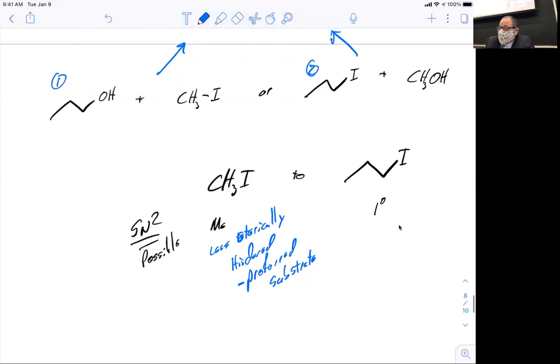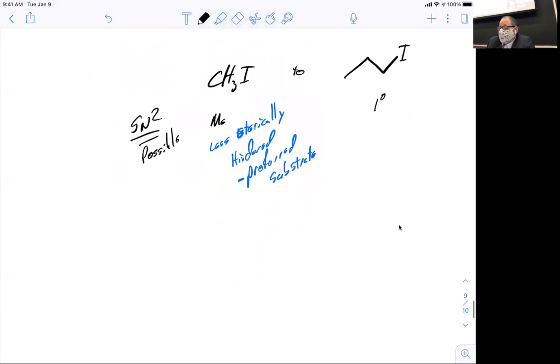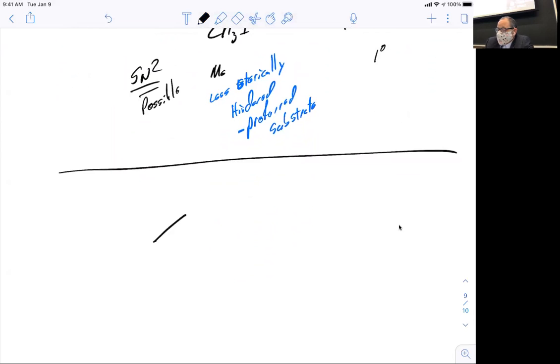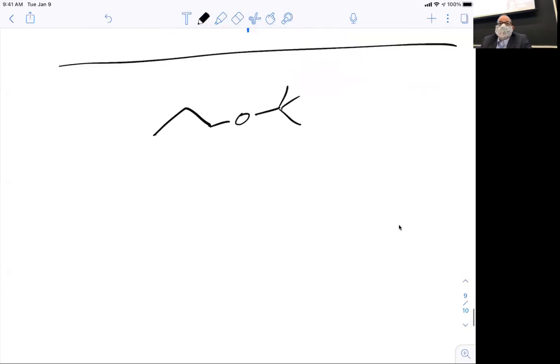Okay. Let's do another one of these. I'll give you some time to think about it. Think about the two possible pathways. So that's my ether. Show the alcohol and the electrophile substrate, and then show the other alcohol and the electrophilic substrate. You've got two oxygen-carbon bonds you could make.